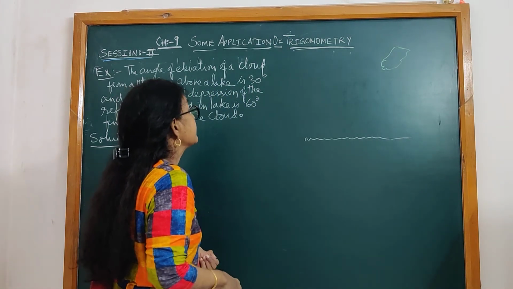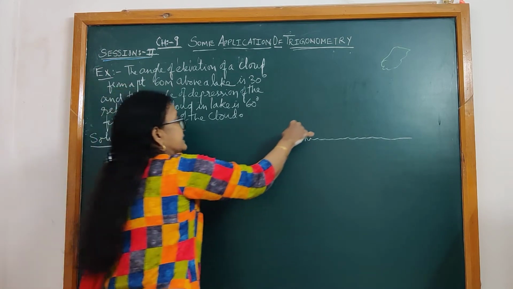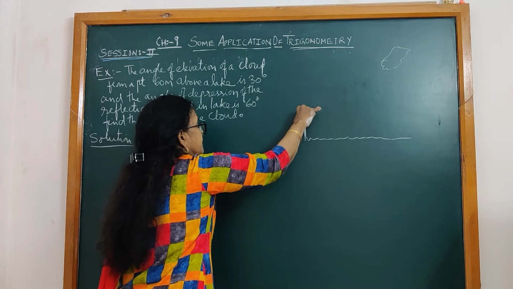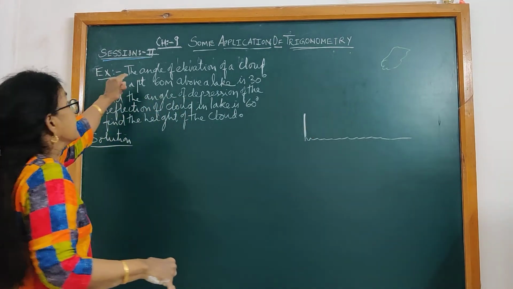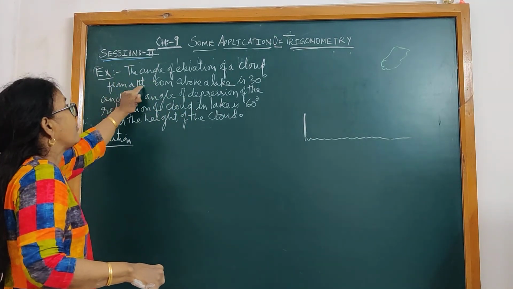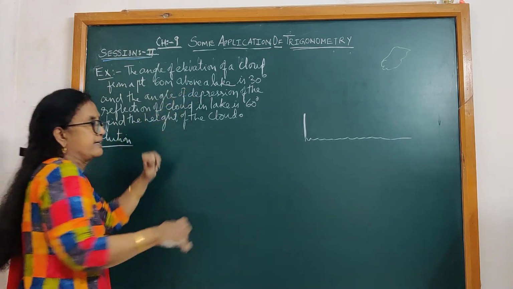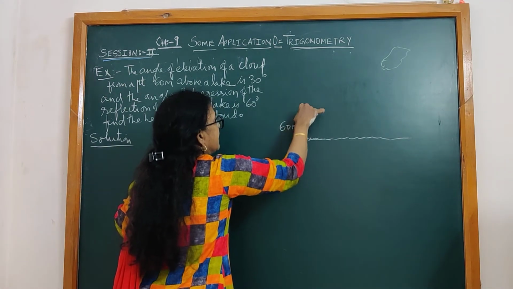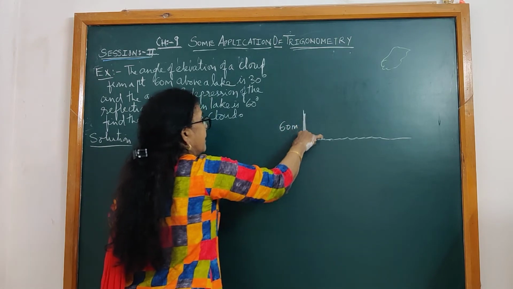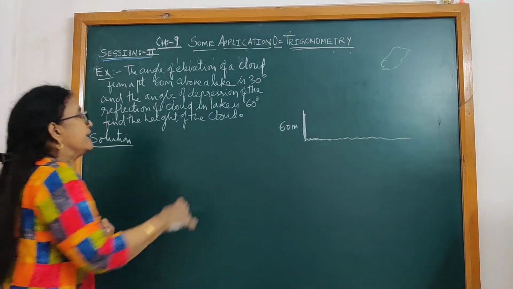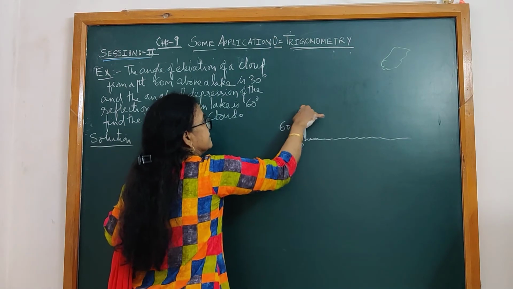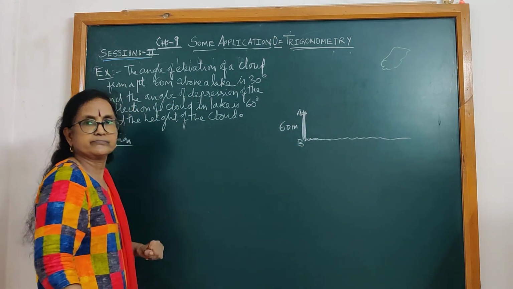Its height is now 60 meter, you are standing here. This is the portion. The angle of elevation of a cloud from a point 60 meter above a lake. So this is the lake and this is 60 meter above the lake. Let it be AB, here you are standing on this deck.